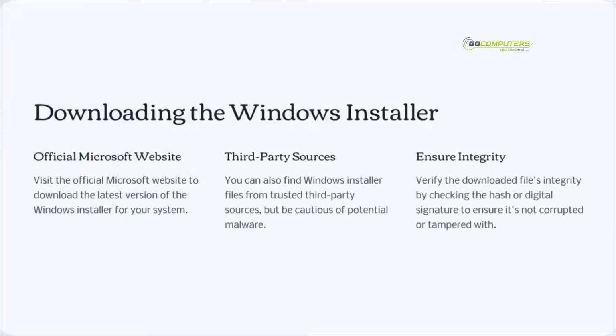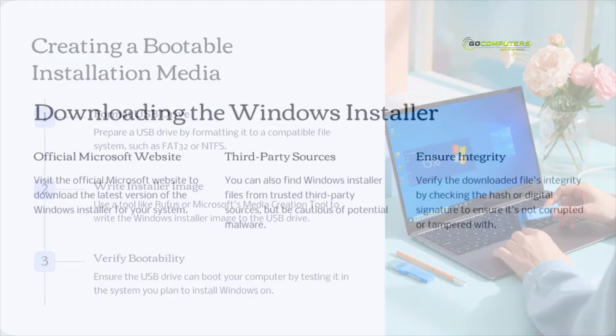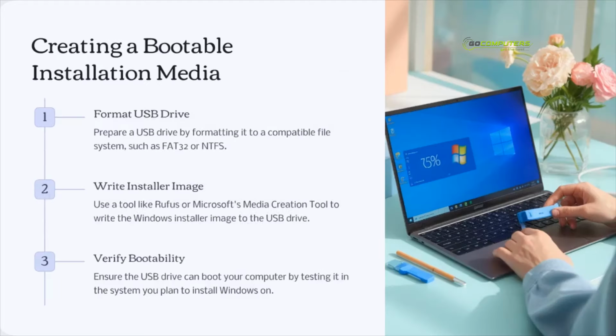Downloading the Windows installer. Official Microsoft website. Visit the official Microsoft website to download the latest version of the Windows installer for your system. Third-party sources. You can also find Windows installer files from trusted third-party sources, but be cautious of potential malware. Ensure integrity. Verify the downloaded file's integrity by checking the hash or digital signature to ensure it's not corrupted or tampered with.